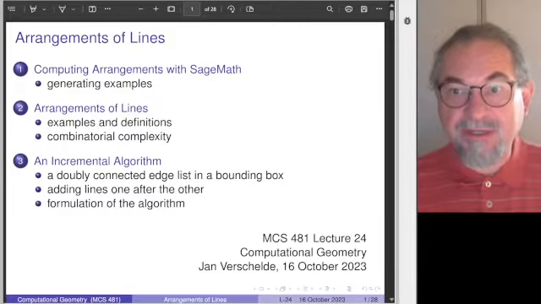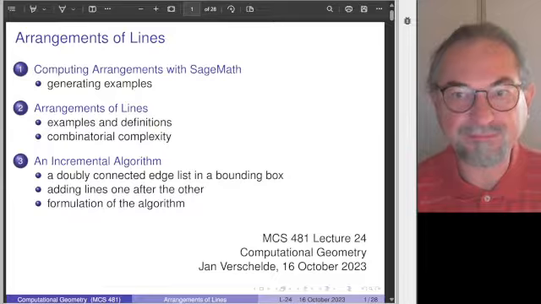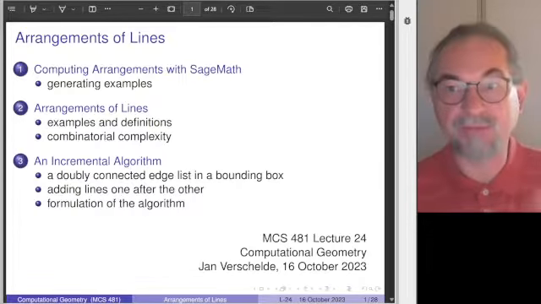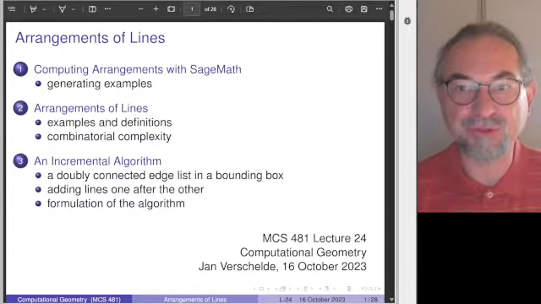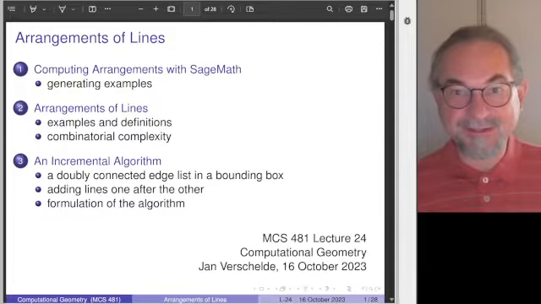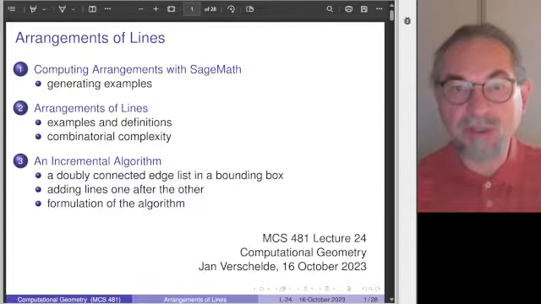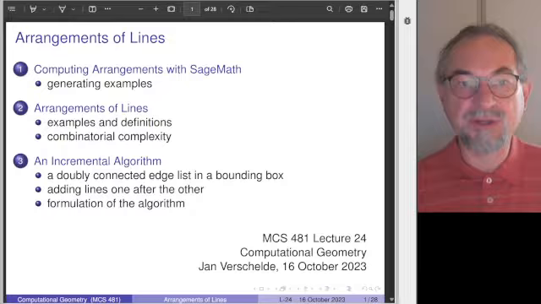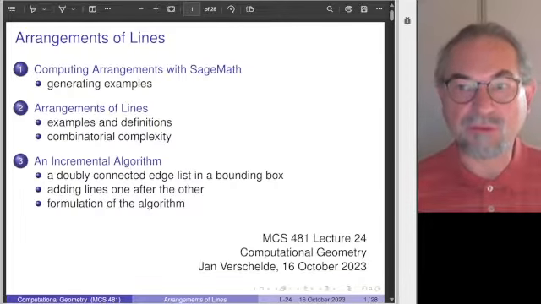So this topic is on arrangements of lines, and we introduced and motivated the problem, why we would be interested in arrangements of lines. Arrangements of lines occur in other areas, so I will start with an example in SageMath. So we will define the combinatorial complexity, and then also give an incremental algorithm.